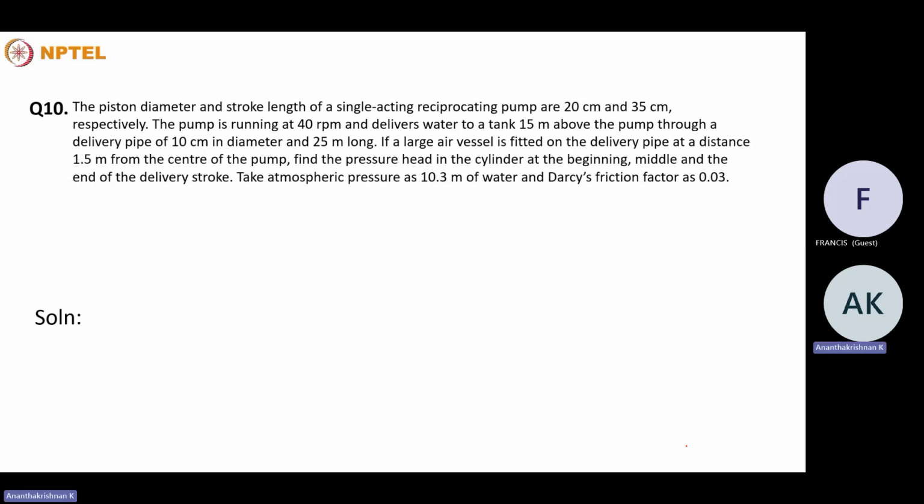So the question reads, the piston diameter and the stroke length of a single acting reciprocating pump are 20 centimeters and 35 centimeters respectively. The pump is running at 40 RPM and delivers water to a tank 50 meters above the pump through a delivery pipe of 10 centimeters in diameter and 25 meters long. If a large air vessel is fitted on the delivery pipe at a distance of 1.5 meters from the center of the pump, find the pressure head in the cylinder at the beginning, middle, and the end of the delivery stroke. We have to take the atmospheric pressure as 10.3 meters of water and a friction factor of 0.03.